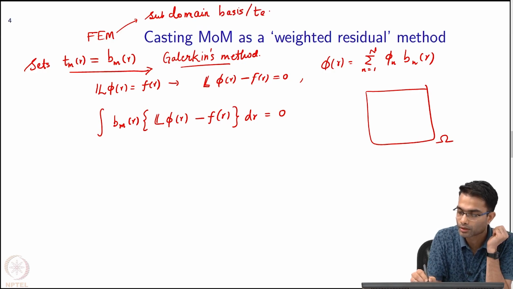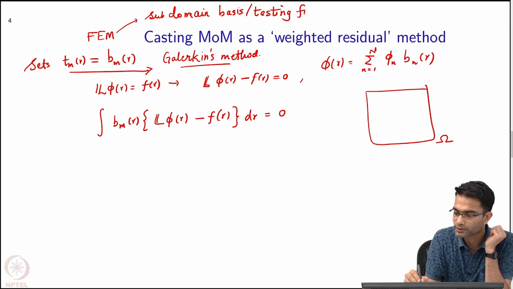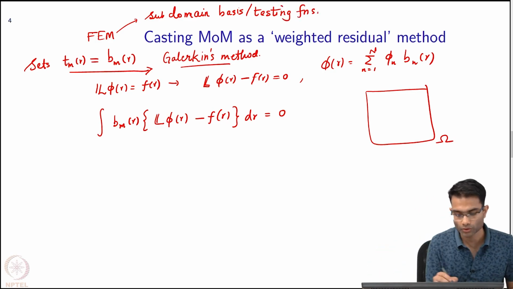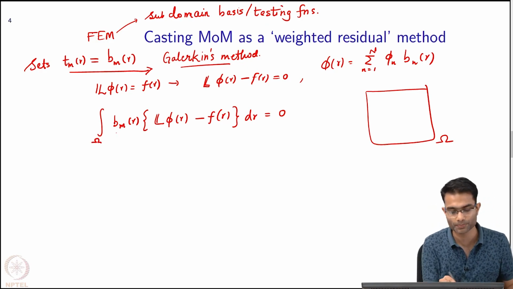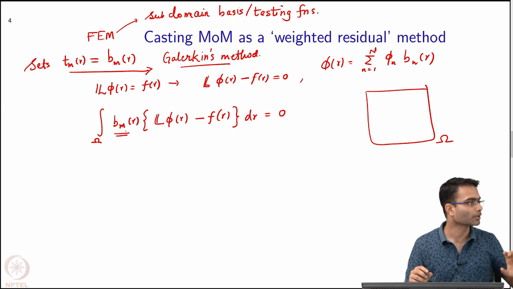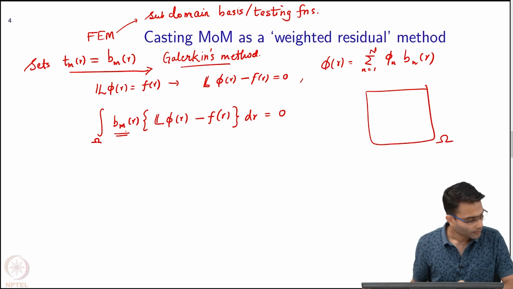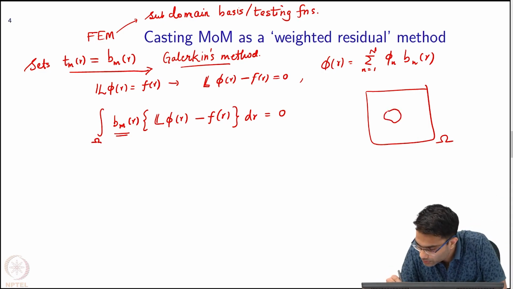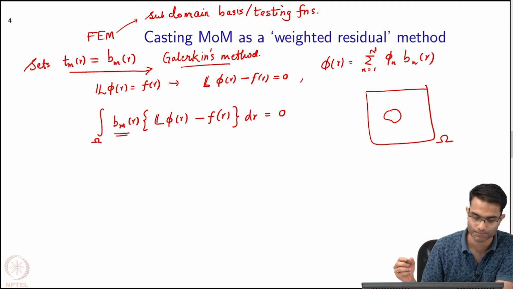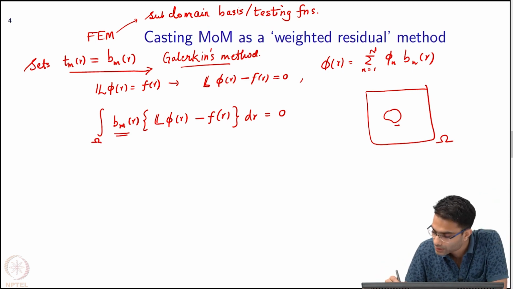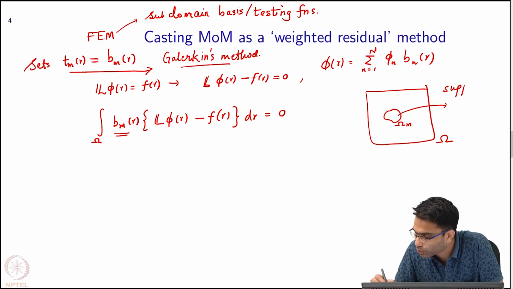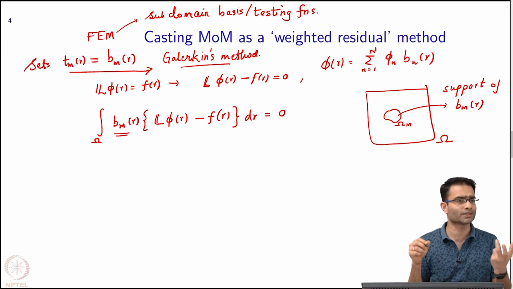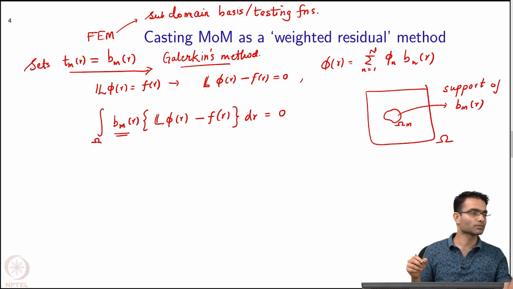Subdomain basis and testing functions. Okay. So, in principle, this integral is over the entire thing, but it does not matter because Bm is non-zero only over some small region, right. So, let us say that this is the region where this Bm is non-zero. Okay. This is sigma m. We call it the support of Bm of r. Support means the region in space where it is non-zero; outside it, it is 0.